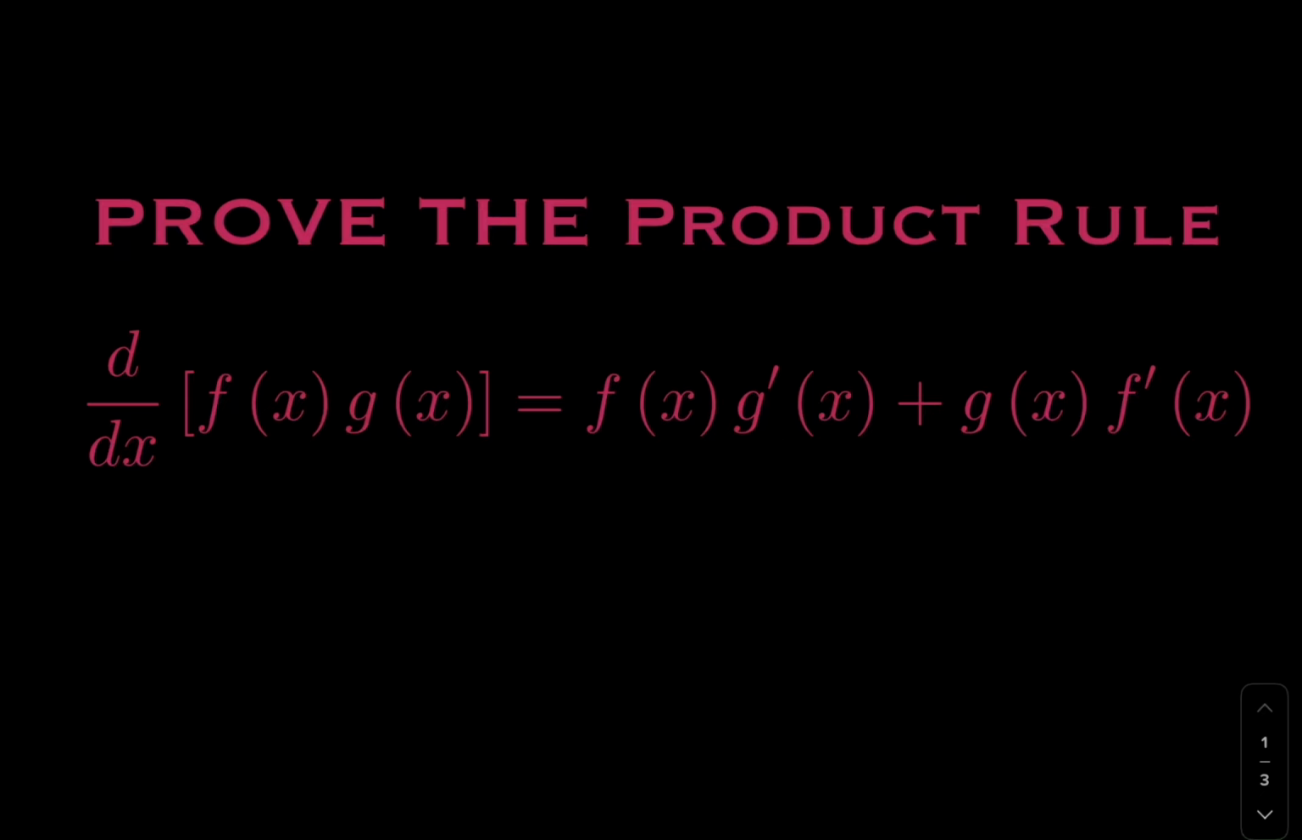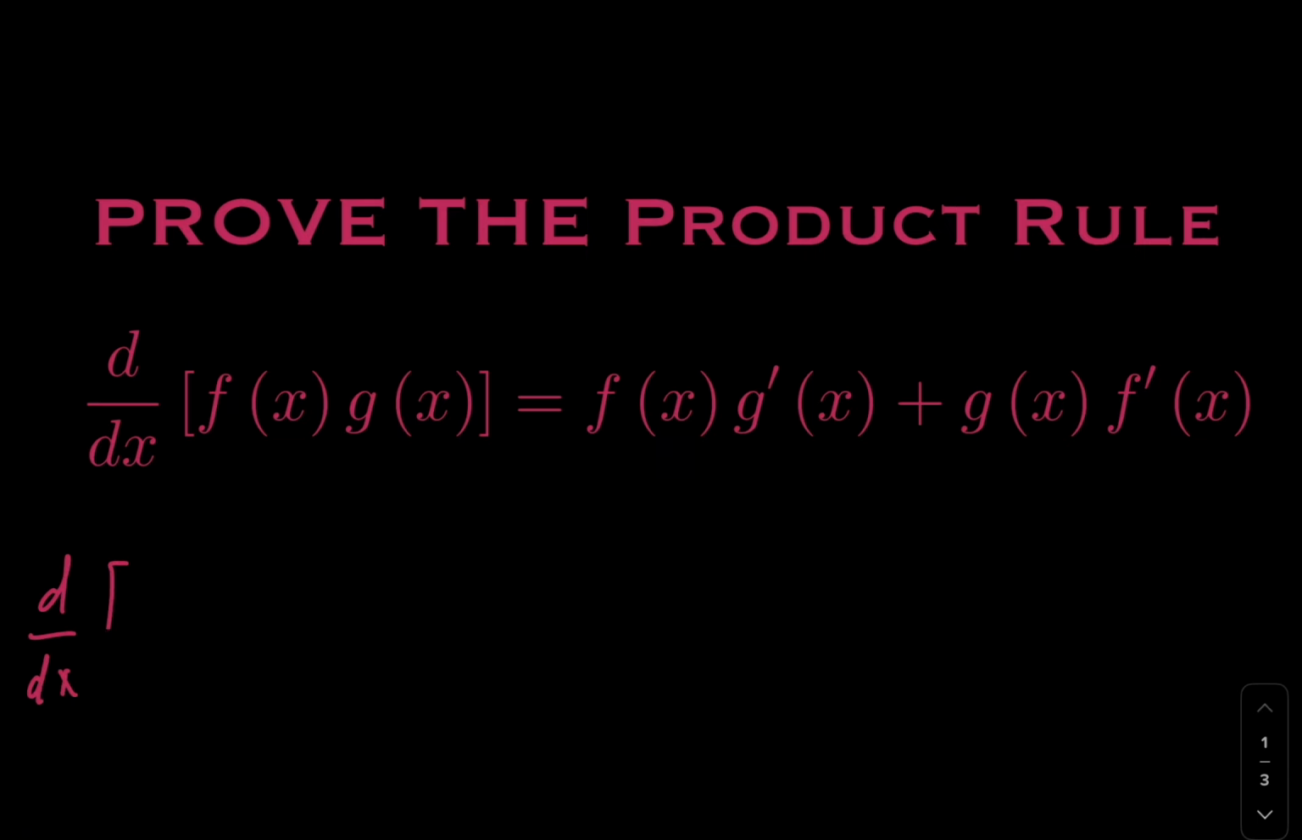What I would like to do today in this video is prove the product rule for derivatives, which says that if I have the product of two functions f and g and I want to compute their derivative, then that's going to be equal to f times g prime plus g times f prime, provided that the derivative exists at x for both functions f and g. So let's go ahead and prove it.